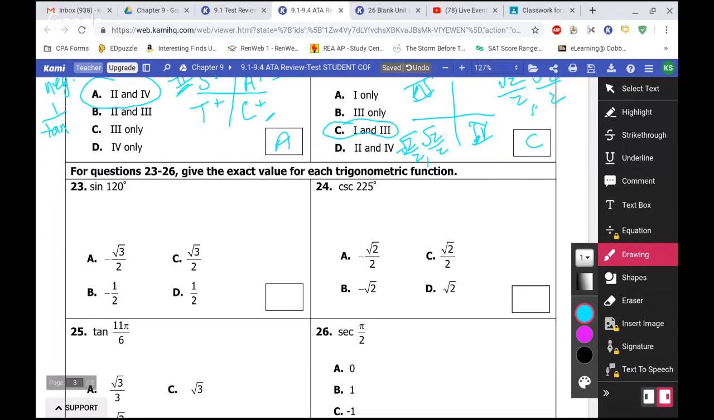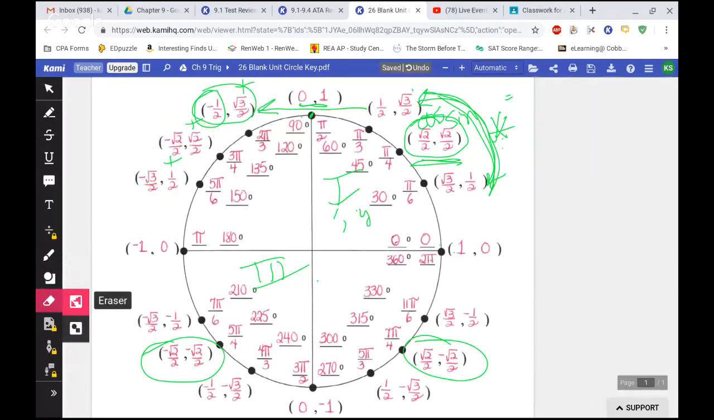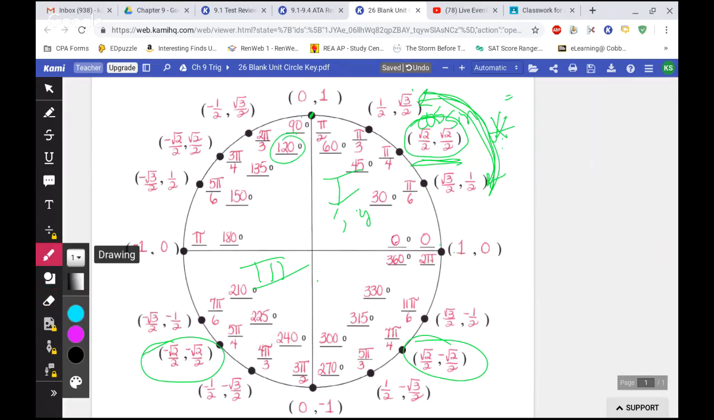Okay, so sine 120. This is where hopefully you're going to fill that blank unit circle out correctly tomorrow. So 25. You can use your unit circle and you're going to look for sine 120. So here's 120 right there. And sine is the y coordinate. So it's root 3 over 2.